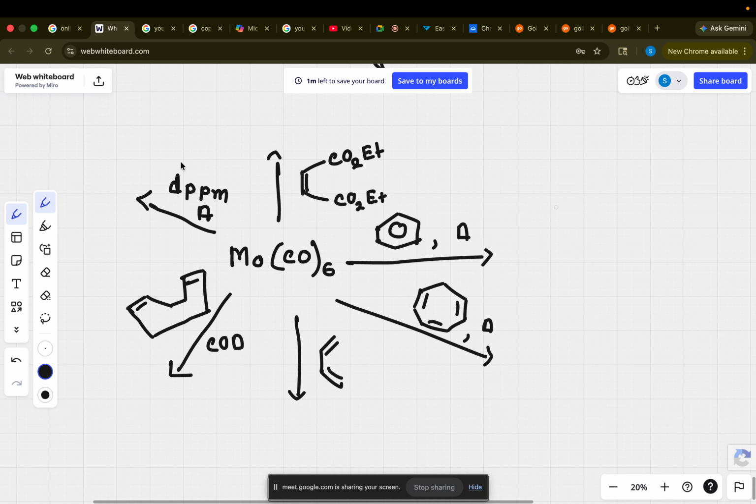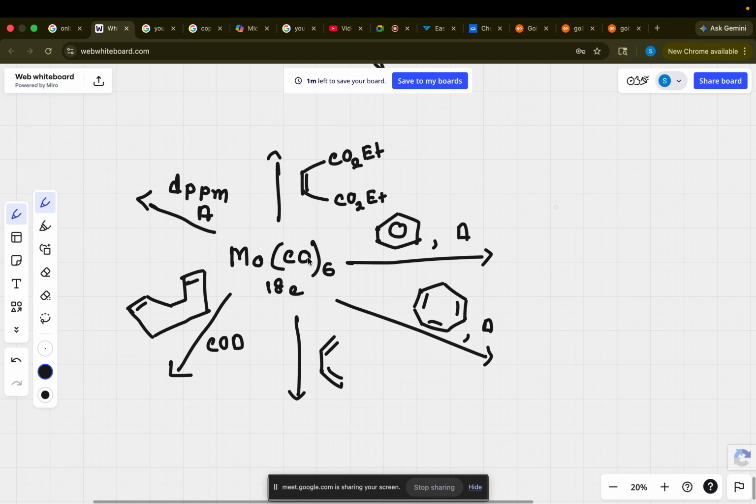So now you have to do the reactions: what will be the product if you react this molybdenum carbonyl complex with all of these compounds? First of all, tell me how many electron system this molybdenum carbonyl is. 18 electrons, right?